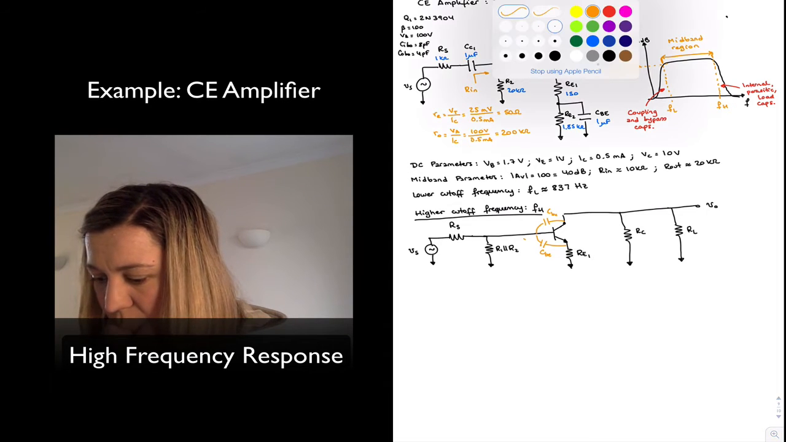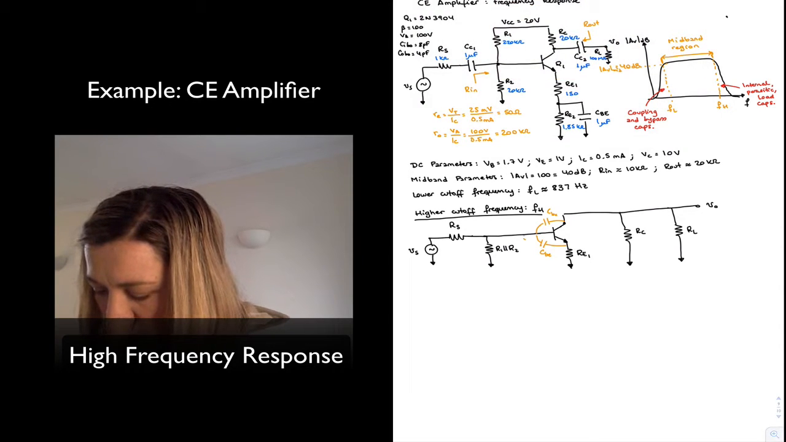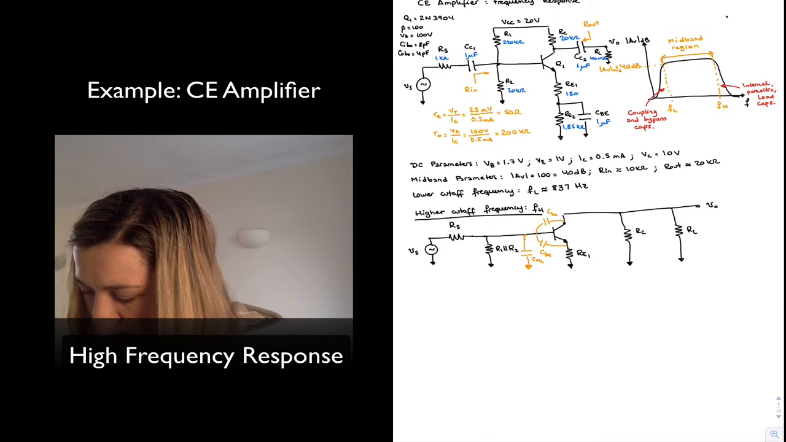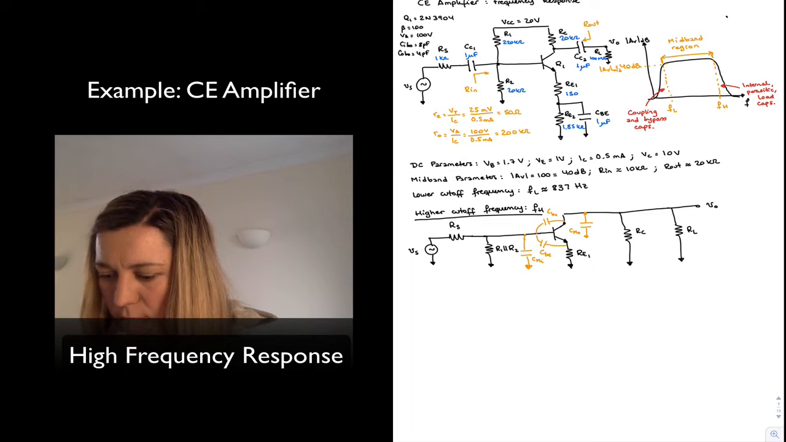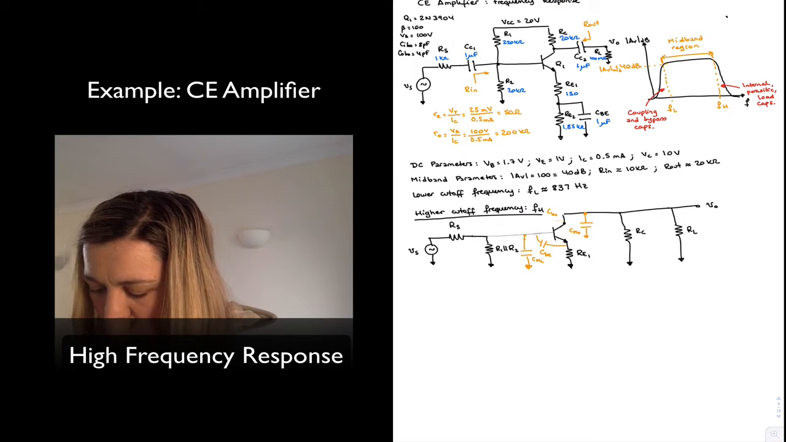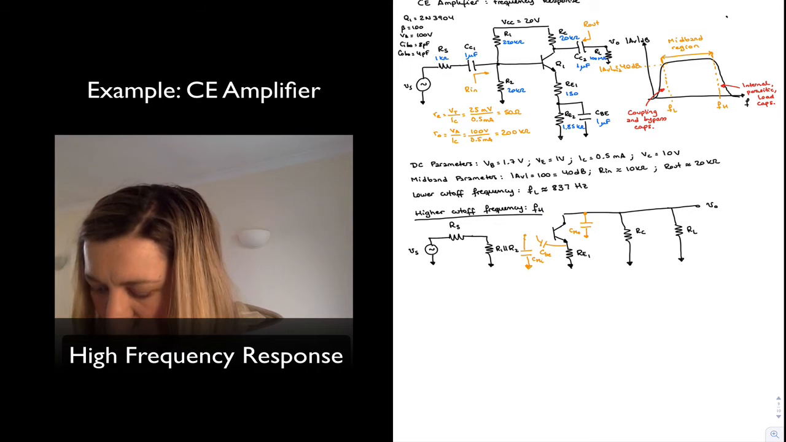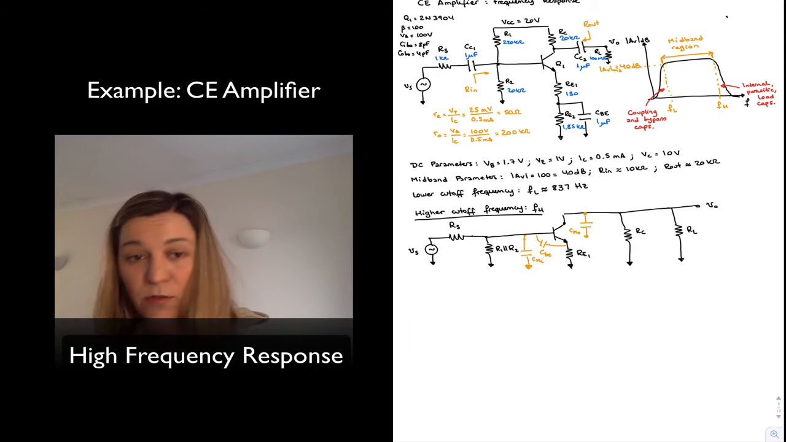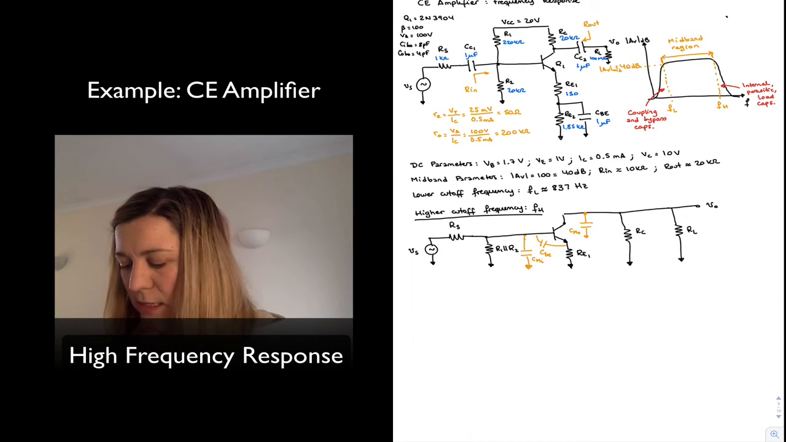I'm going to replace that CBC capacitor with two shunt capacitances. One here, which I will call C Miller input, and one at the output, which I will call C Miller output. And with that, I'm going to delete CBC, because I've already replaced it with those two equivalent capacitances.